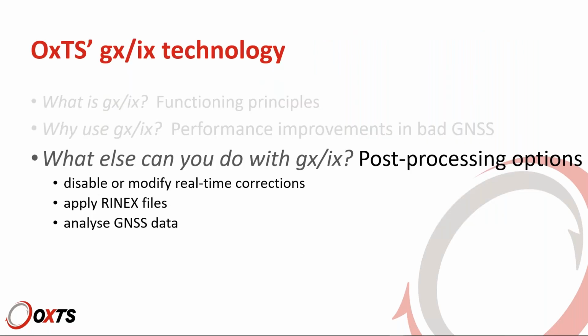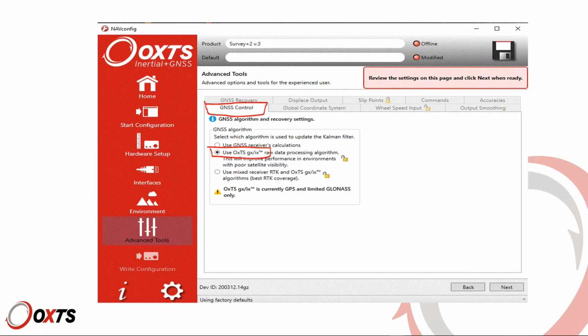Finally, a few words on a couple of things that you can do by enabling the GXIX algorithm in post-processing. Basically, you can disable or modify differential corrections that you had in real time. You can apply RINEX files, and you can have the possibility of analyzing your GNSS data. So first of all, this is how you enable GXIX, either in real time or in post-processing. That's in the Advanced Tools GNSS Control section of navconfig.